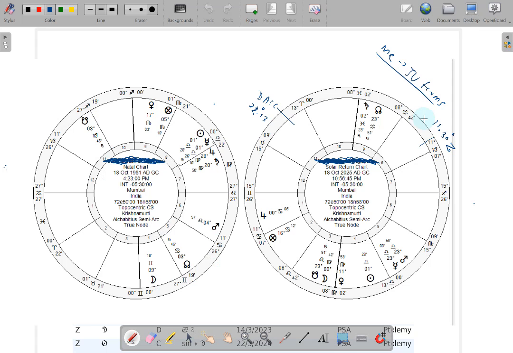That said, you will see two charts. The one on the left is the natal chart, and the chart on the right is the most recent solar return chart, because this person just a week back traveled to Southeast Asia. So basically out of India, abroad.